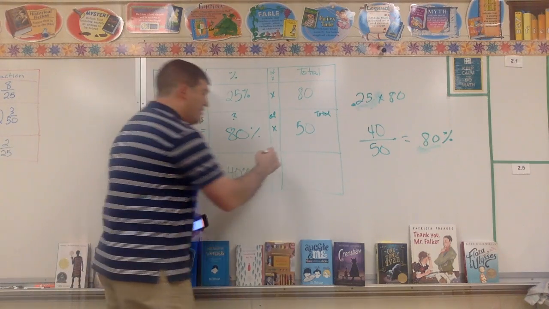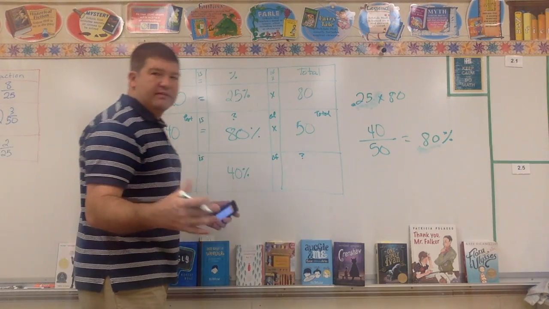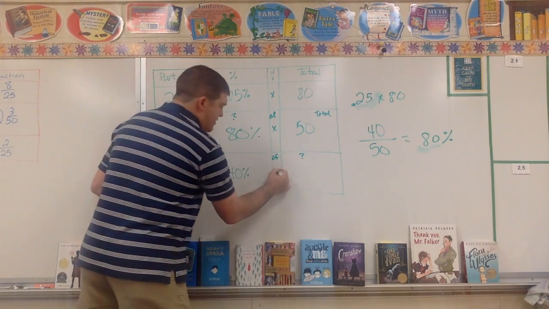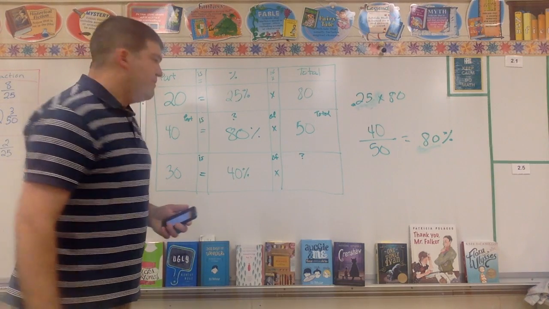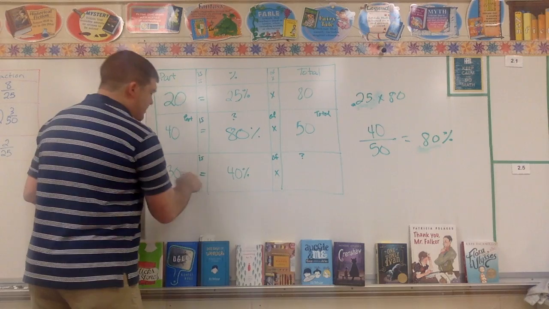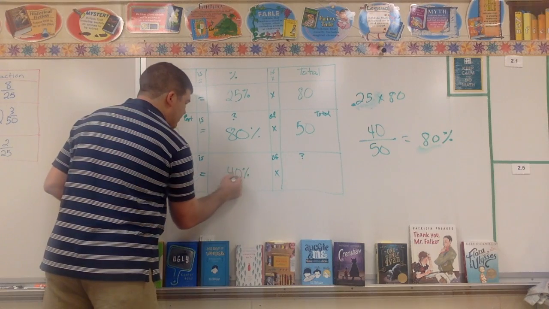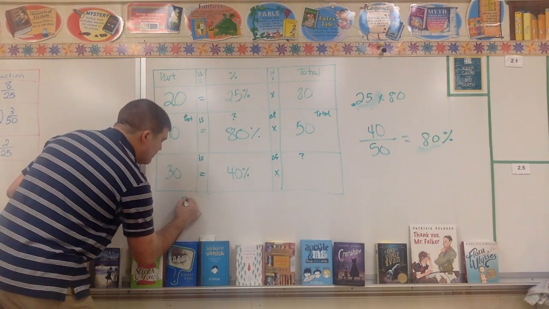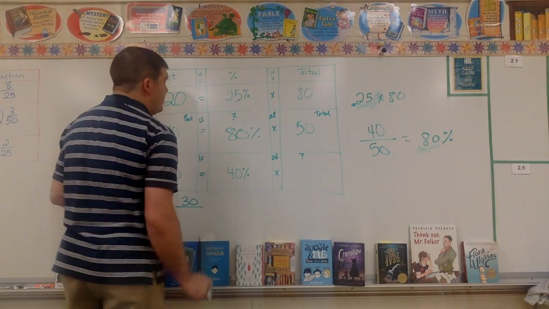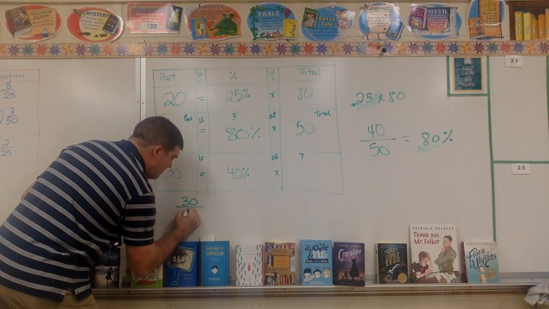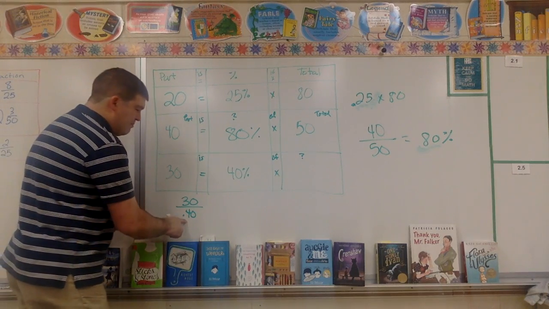Now, this is the most challenging, where it says, 30 is 40% of what number? Okay, so I need to know what the total is. I got the part, okay? So it's 40% times something is going to get me this 30. All right, so when you're timesing here, on this one, you've got to divide it, okay? I take my part, because my part's on top, and I'm going to divide it by 40%, but I'm going to make it into a decimal, okay? So it's going to be 0.40.